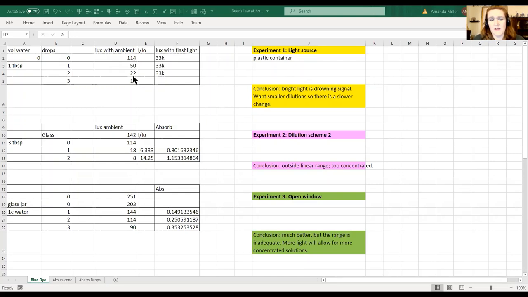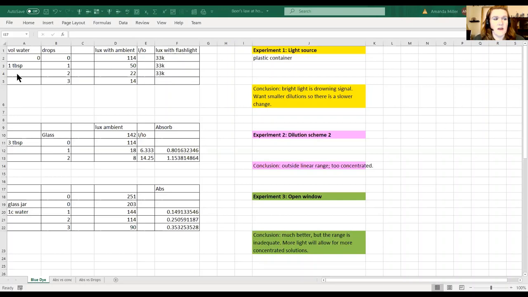That tells me that I didn't have enough light, so I tried the same measurements with a flashlight that I have, and the flashlight was too bright. 33,000 lux was way too high, and it just read 33,000 for every single measurement. So that tells me I needed a slightly brighter light, but not a big LED flashlight like I tried to use.